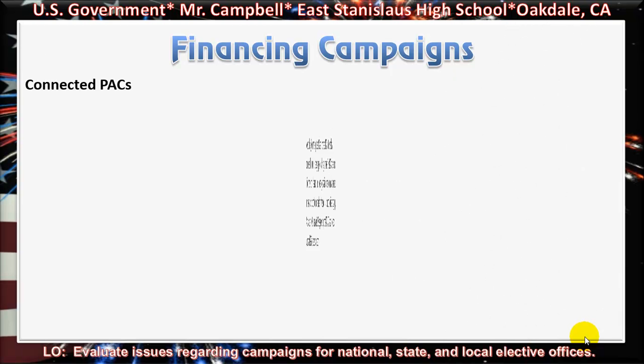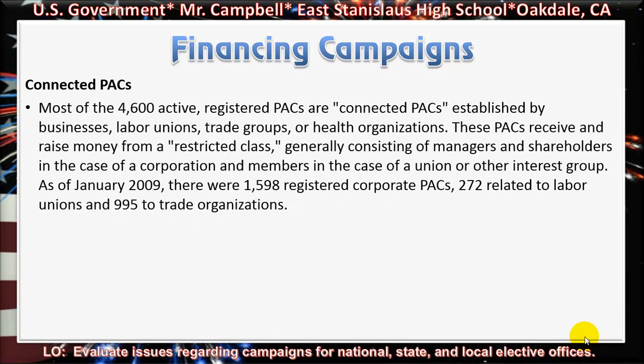Connected PACs. Most of the 4,600 active registered PACs are connected PACs established by businesses, labor unions, trade groups, or health organizations. These PACs receive and raise money from a restricted class, generally consisting of managers and shareholders in the case of a corporation, and members in the case of a union or other interest group. As of January 2009, there were 1,598 registered corporate PACs and 272 related to labor unions and 995 to trade organizations.